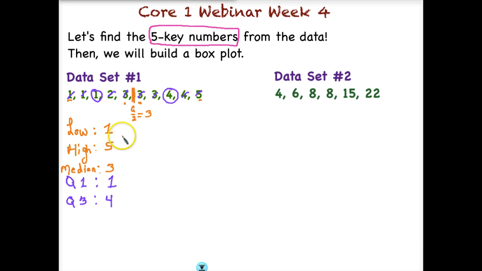So yeah, you guys, that's how you get your 5 key number summary in order to build your histogram. So really quickly, why don't you guys type in your notepads: low, high, median, Q1 and Q3. So just type those in your notepads real quick.